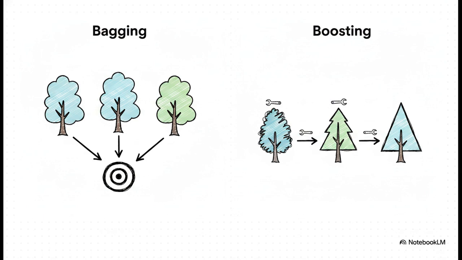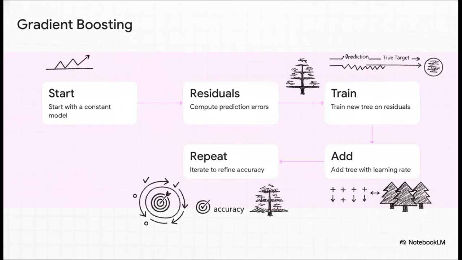Boosting, though? Totally different beast. It's sequential. Algorithms like gradient boosting build trees one after the other, specifically designed to fix the mistakes of the previous trees. To put it simply, bagging reduces variance, while boosting reduces bias. Let's actually step through that gradient boosting loop to see how it works under the hood.